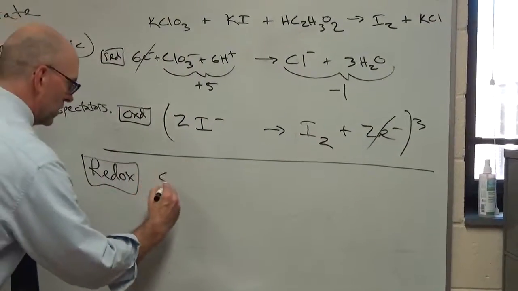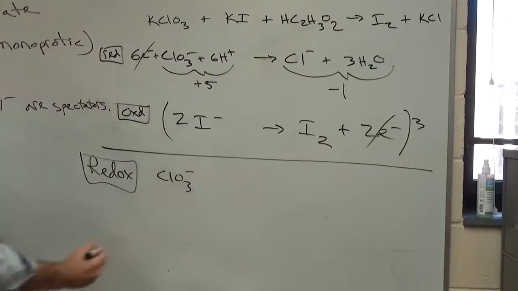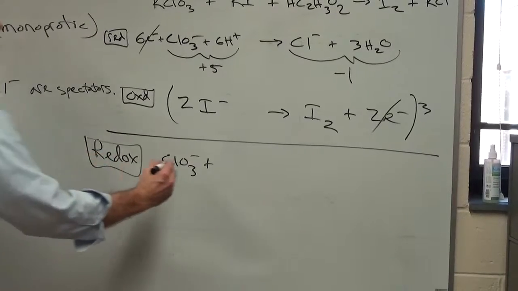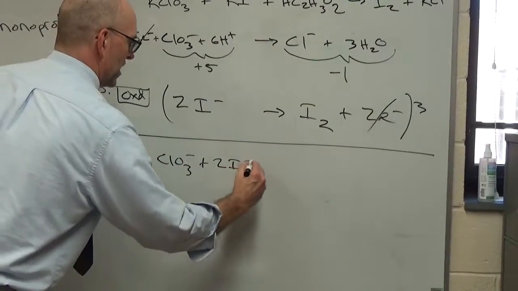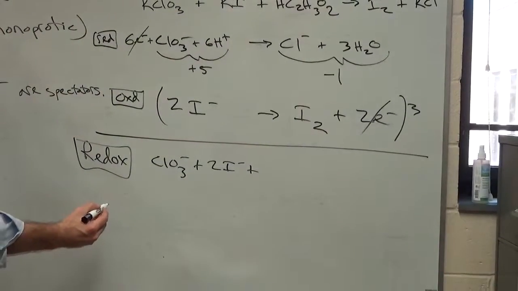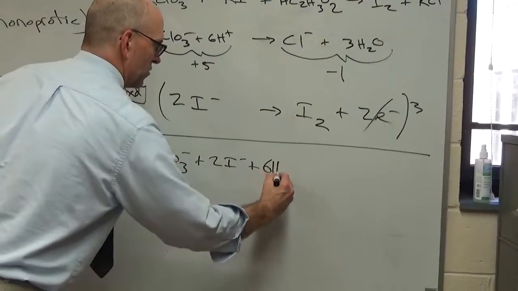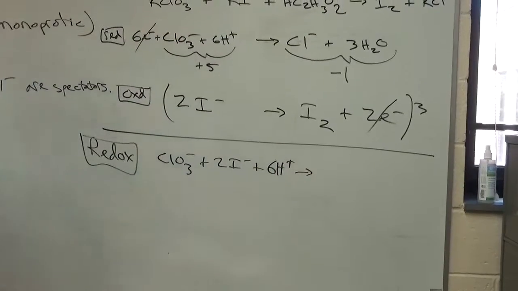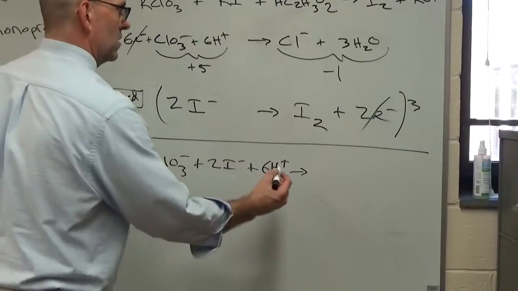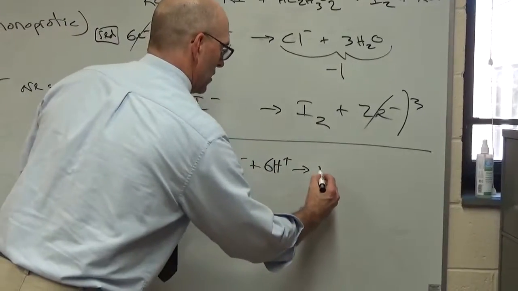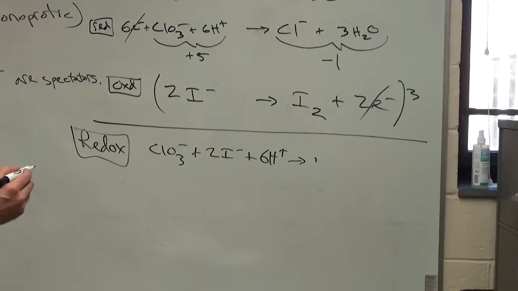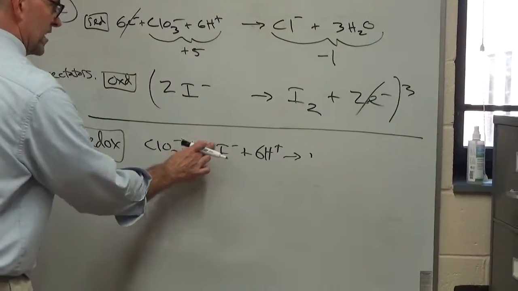So we'll have chlorate plus 2 iodide plus 6 protons, and that produces, keep going in order, made a mistake, didn't I? Forgot to carry the 3. Yep. Gotta catch that stuff.